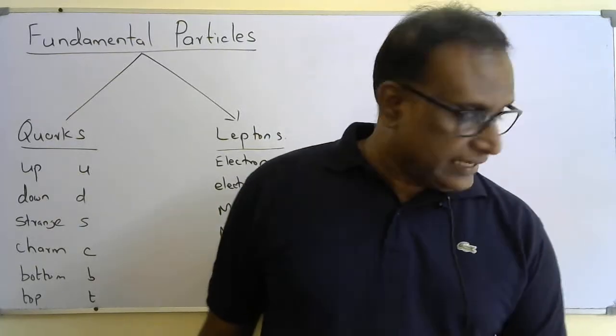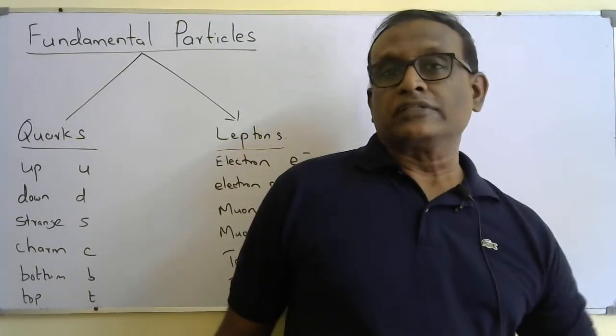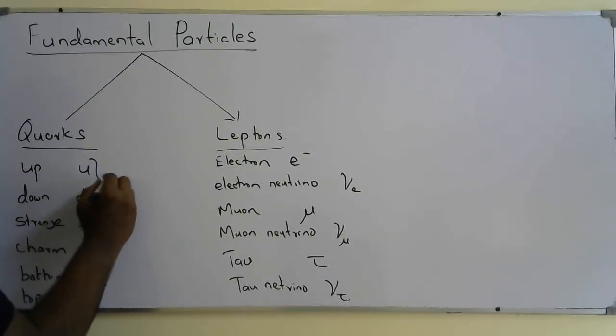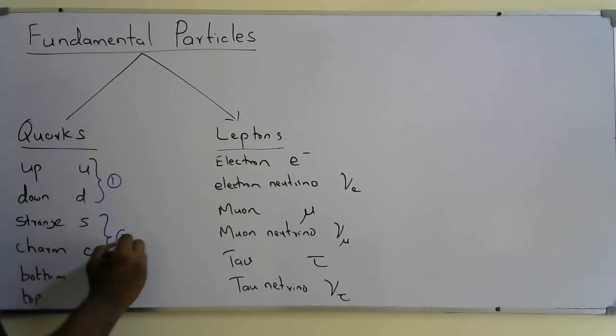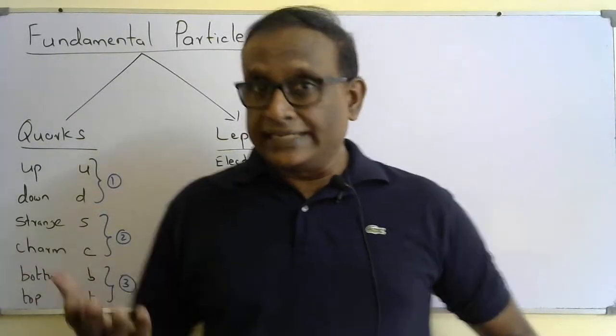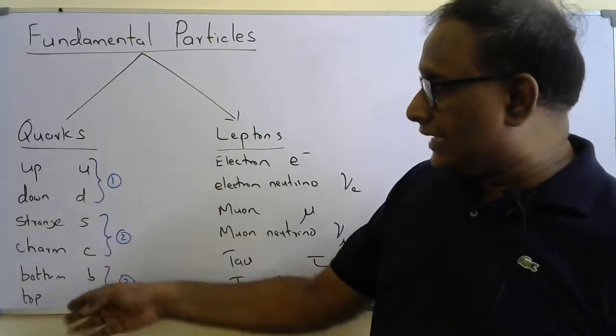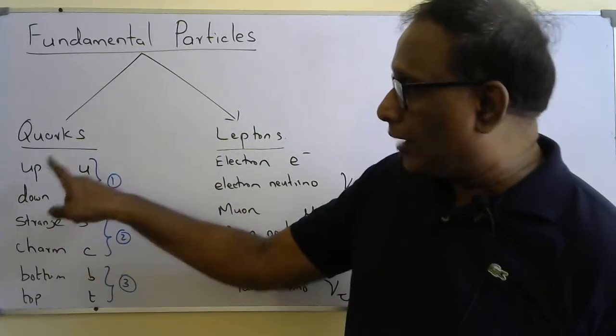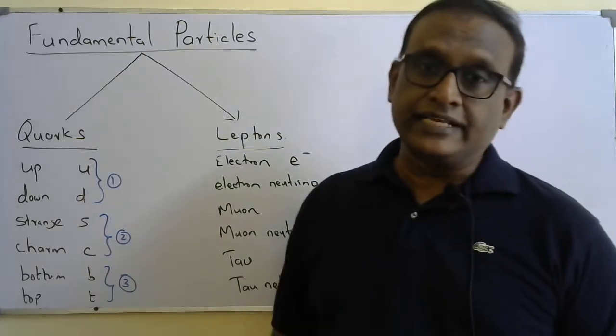When you think about generations, in any book they say the first 2 quarks are the first generation, then the second generation, and these are the third generation. So what do you mean by generation? Actually, which era, when they were identified. You can see the mass is increasing from up quark to top quark.